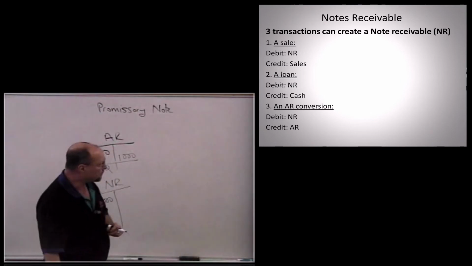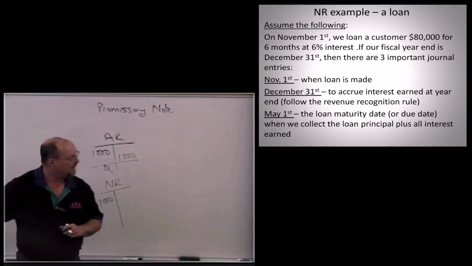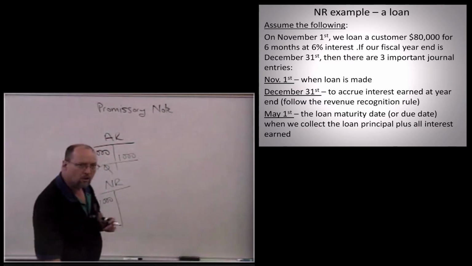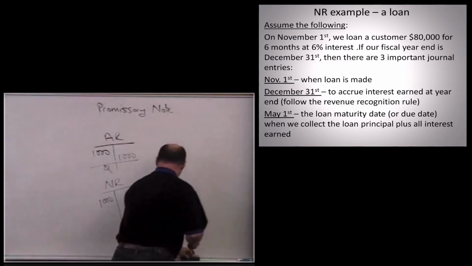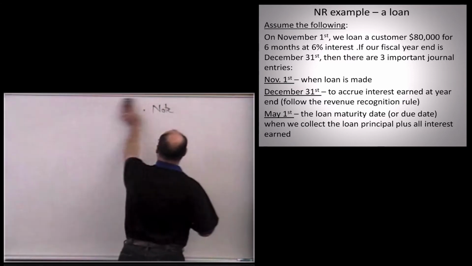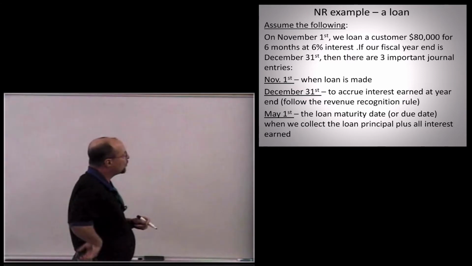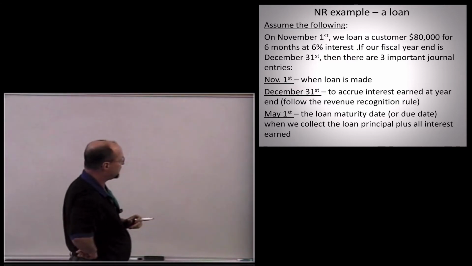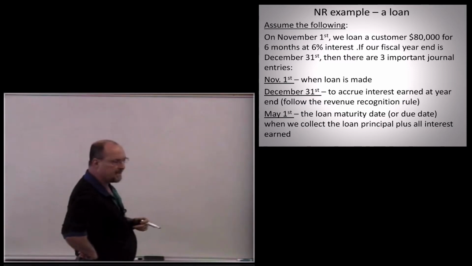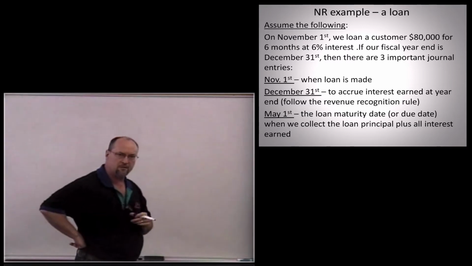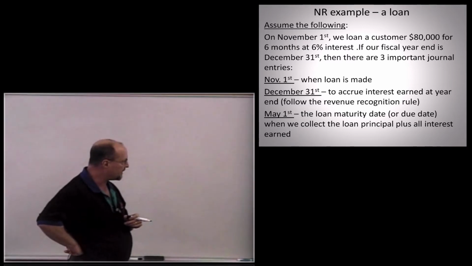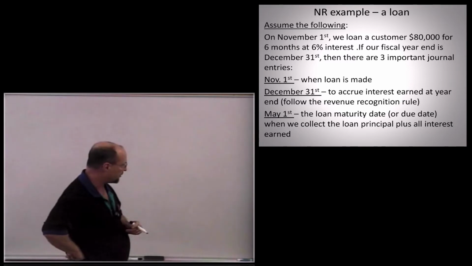Okay, so let's take a look at an example of a note receivable. And the example we're going to use is a loan. We're loaning a customer money. I'm going to clear the board here. They have signed a promissory note, and on November 1st, we loan a customer $80,000 for 6 months at 6% interest. If our fiscal year end, the end of our business year, is December 31st, then we have 3 important journal entries. On November 1st, when the loan is made.